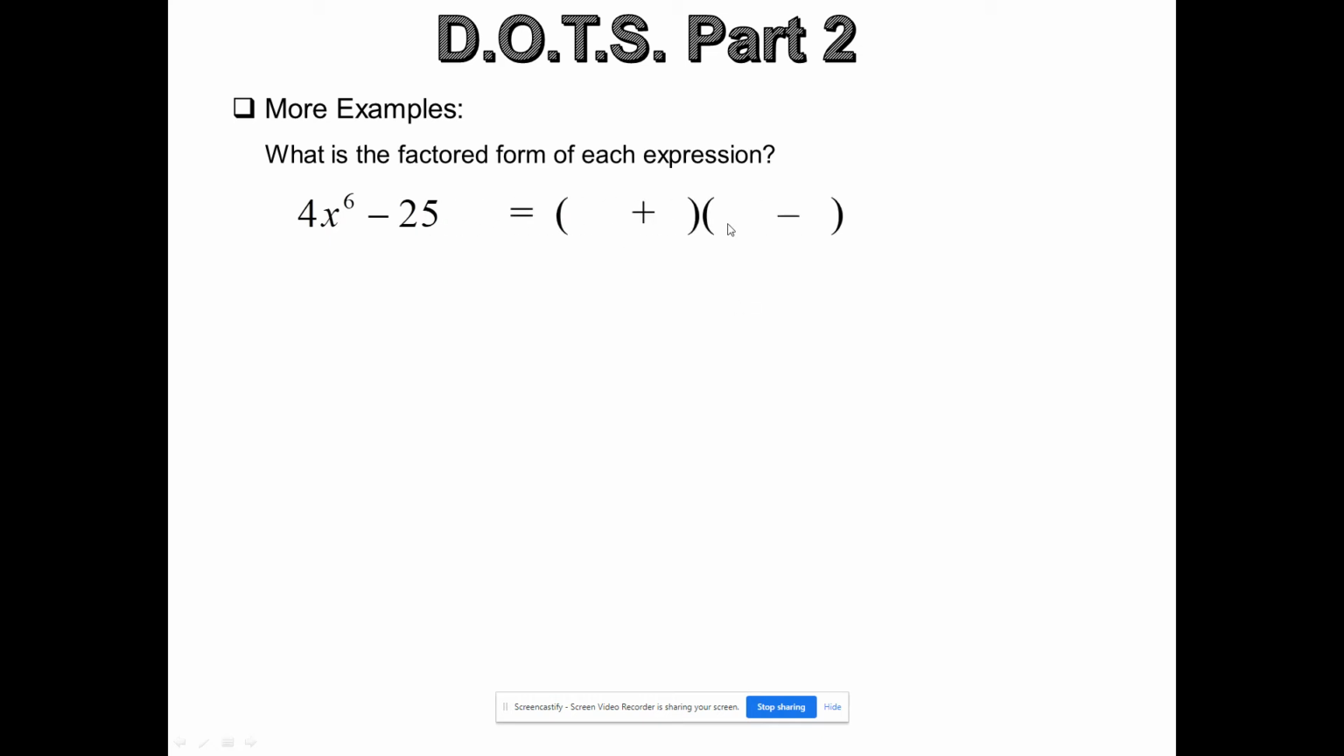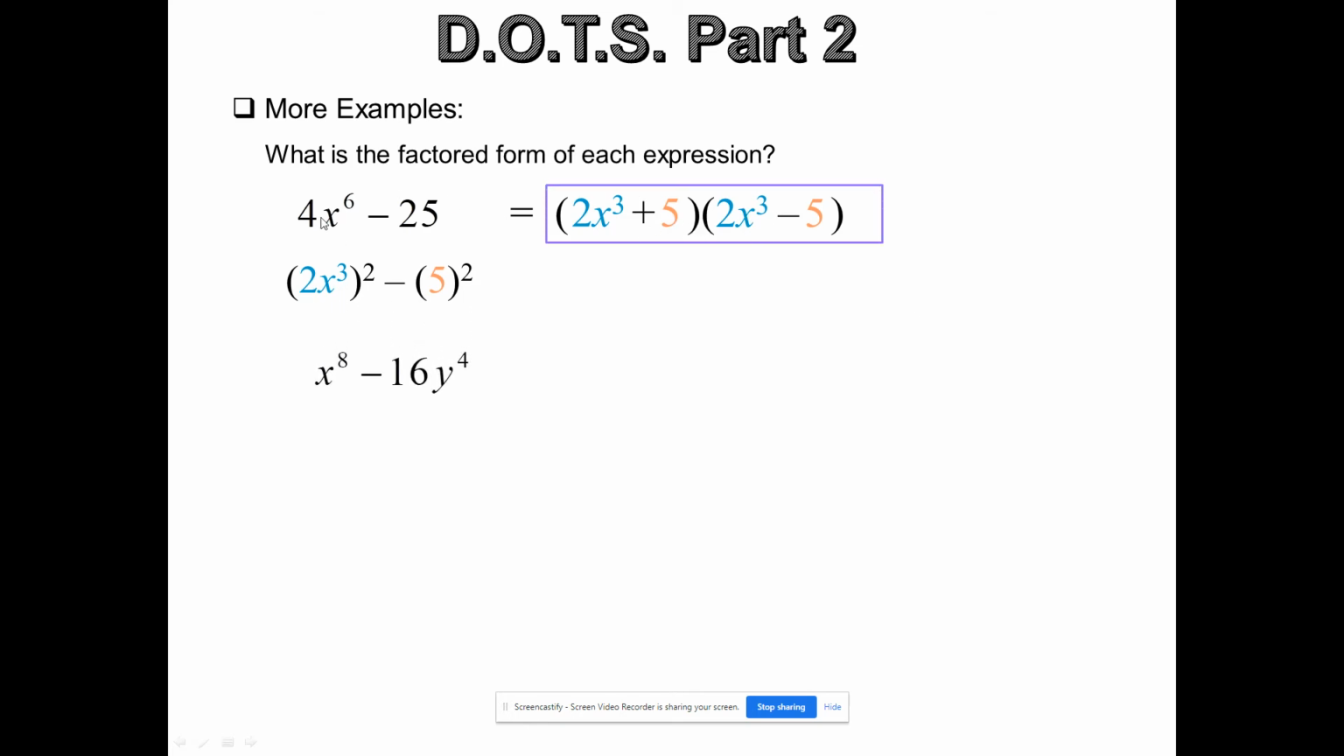Okay, so we've got to think about what goes in each of these for each of these values. You could use mental math here, but I'm going to show you. So what do you square to get this term? And what do you square to get this term? I would square 2x cubed to get 4x to the 6th, and I would square 5 to get 25. So we square root this, we cut this in half. So I have 2x cubed, and then I have 5. And that would be the factored version of this binomial, this difference of two squares binomial.